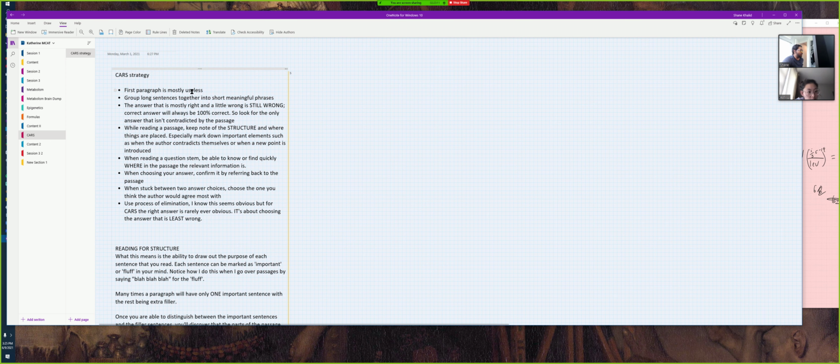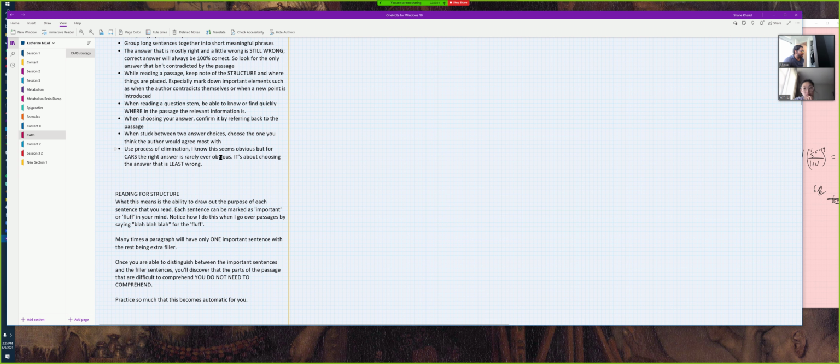Like, I share this with you. First paragraph, mostly useless. Group long sentences together into short meaningful phrases. Keep note of the structure. Like what type of literary critic? Formalist, remember? Yeah, formalist. Okay. When reading the question stem, be able to find quickly where in the passage the relevant information is.